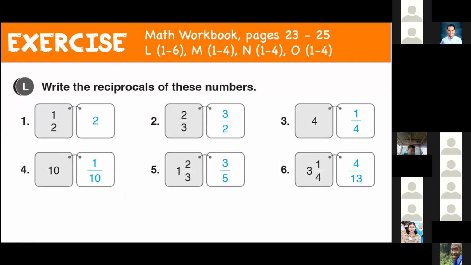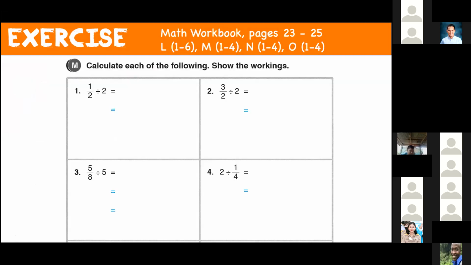Okay, we go to letter M. Okay, calculate each of the following. Show the workings. Okay, I will show for number 1. Look at number 1. 1/2 divided by 1/2. 1/2 becomes 2/1 and then change to times. 1 times 1 is 1. 2 times 2 is 4. Okay, I give you 3 minutes for this. Go.